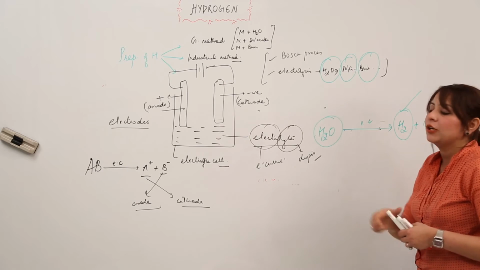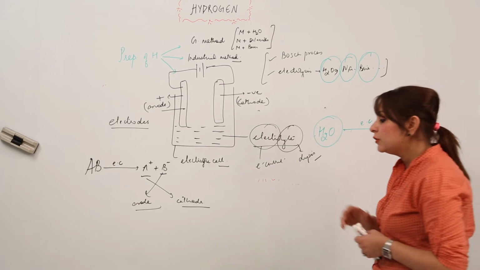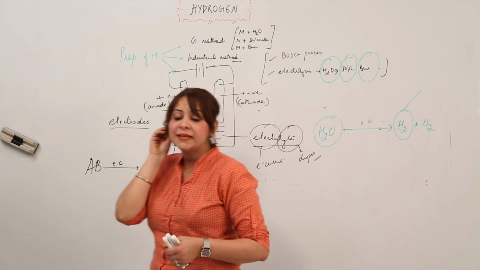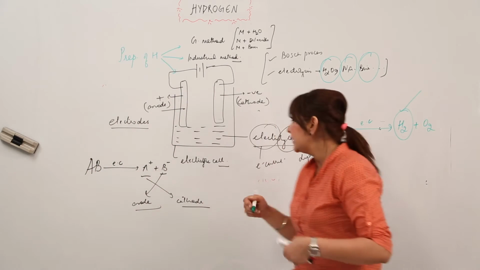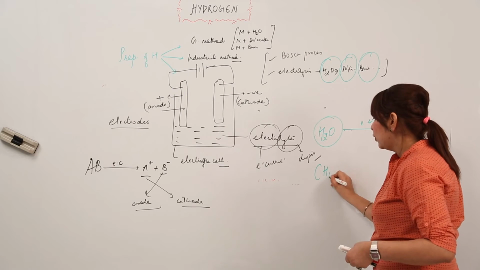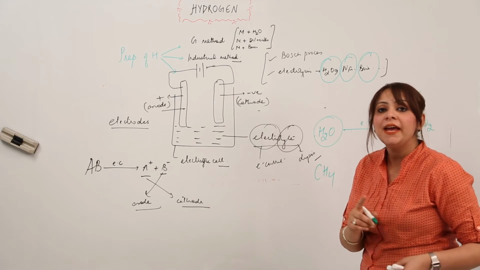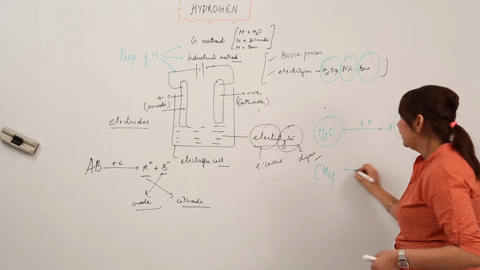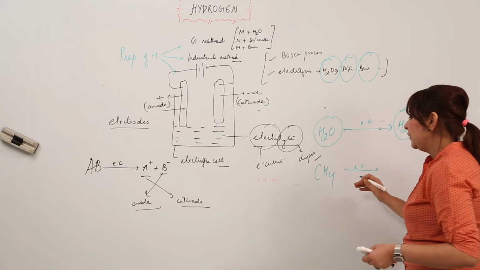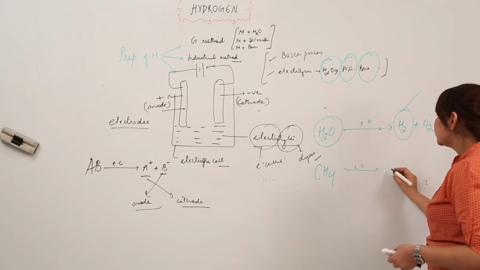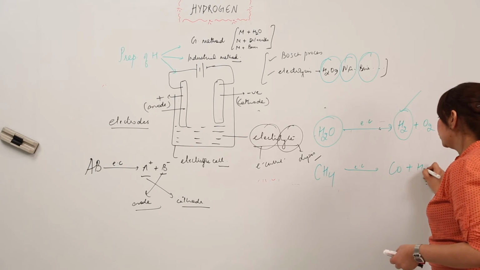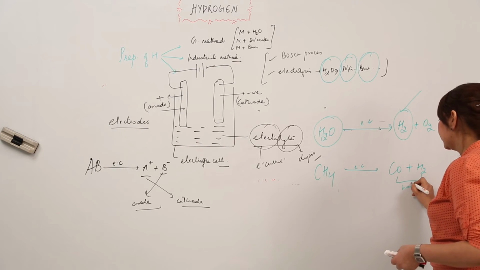Similarly, if we do the electrolysis of natural gas, I think you are familiar with natural gas. The main component of natural gas is methane. What is the formula for methane? CH4. So what happens when we carry out the electrolysis? That means when the electric current is passed, it breaks up into CO plus H2, again a water gas.